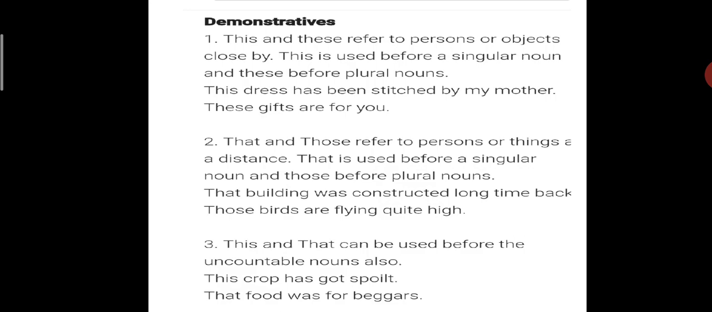That and those refer to persons or things at a distance. That is used before a singular noun. Those is used before a plural noun. That building was constructed a long time back. Those birds are flying quite high. This and that can be used before uncountable nouns. This crop has got spoiled. That food was for beggars. These are some examples of demonstrative determiners.